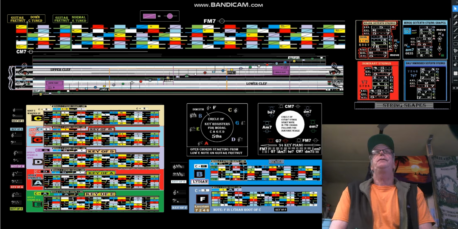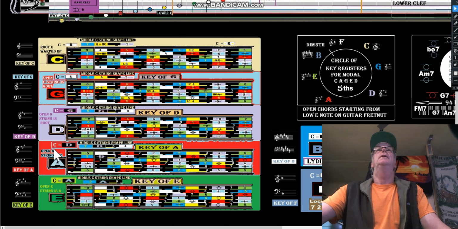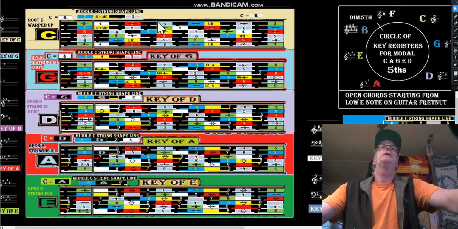Okay, so let's finish up chart number 277. Put a lot of work into it to finish these charts here. So chart 277 shows you where the lines are between the two clefs. So in the key of C, it's 7 root 2, 7 root 2.